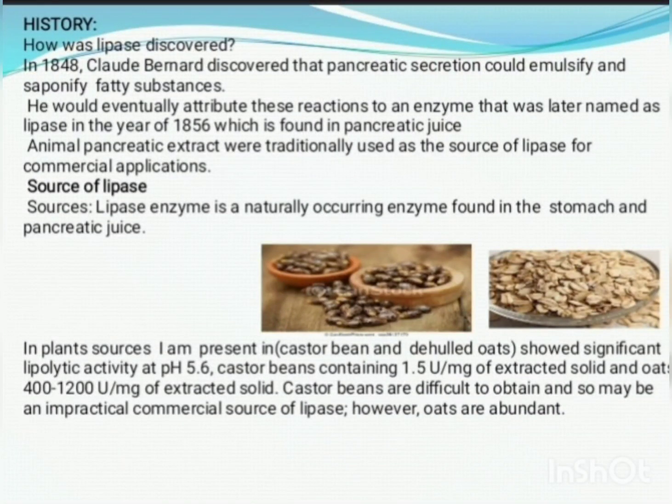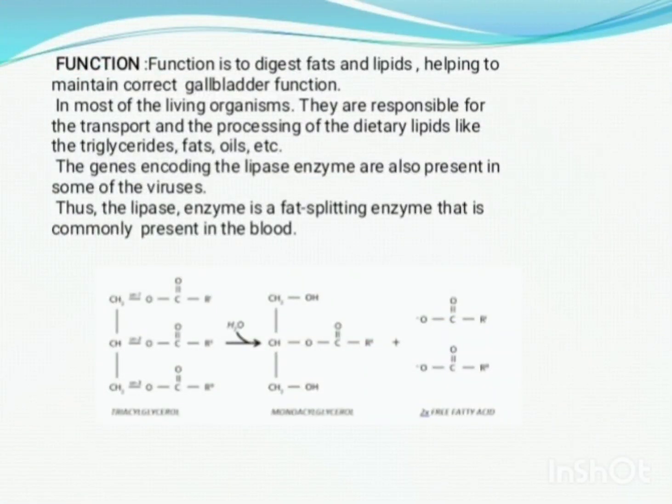The lipolytic activity of the oats is 5.6. So the castor beans are difficult to obtain, so maybe an impractical commercial source of lipase. However, the oats are abundant. I am an enzyme which is present in the body, and I am used to break down the fats in food so that they can be absorbed easily into the intestine. And I may also be found in the pancreas, mouth, stomach.